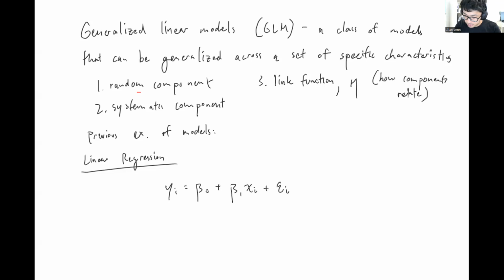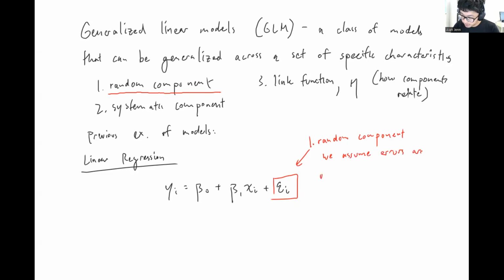So the random component is this term here, which is our error term. Hopefully everyone's familiar with this at this point. So we assume errors are normally distributed with mean 0 and variance sigma squared.